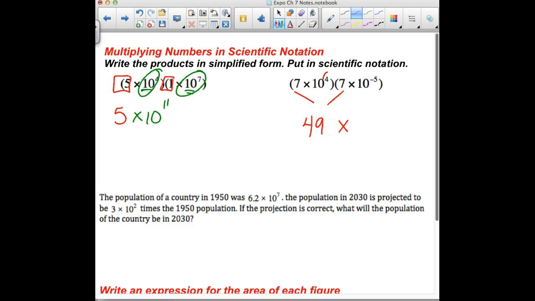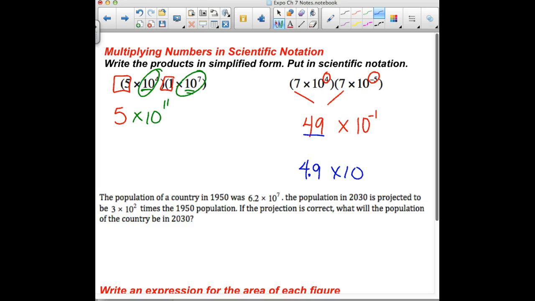Well, we've got 4 here and negative 5 here. That's negative 1. Is that in scientific notation? Kind of looks like it, except our front number's too big. All right, 49 is too big. We need that to be 4.9. We can only have one number in front of our decimal.